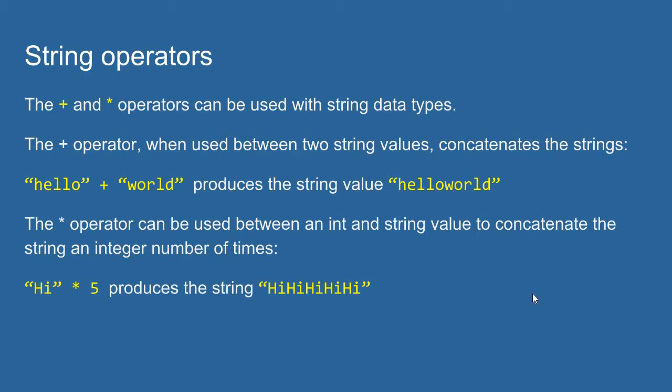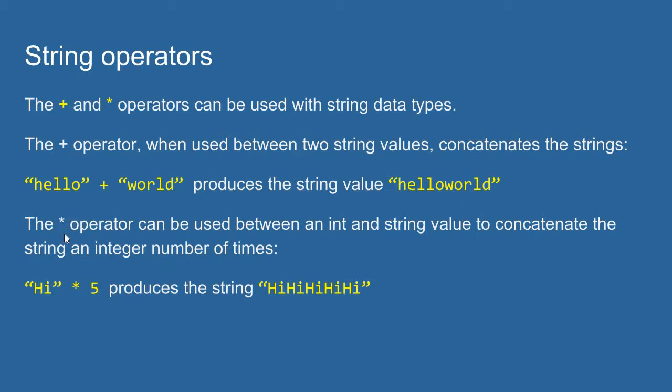Let's talk about some string operators. We have seen in a previous video that the plus sign and the multiplication sign are algebraic operators when we use them with numeric data types. But the plus and the multiply are also string operators when they are used with string data types. The plus operator, when used between 2 string values, concatenates the strings. It sticks them together. For example, the string hello plus the string world is going to create a string called hello world, a single string with the 2 strings combined.